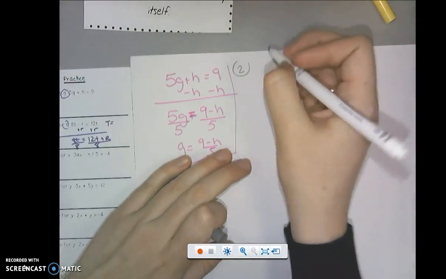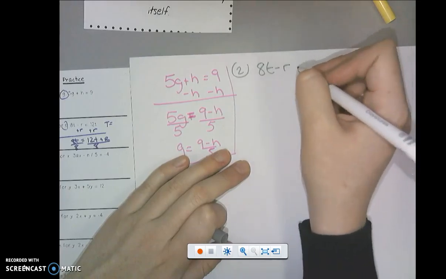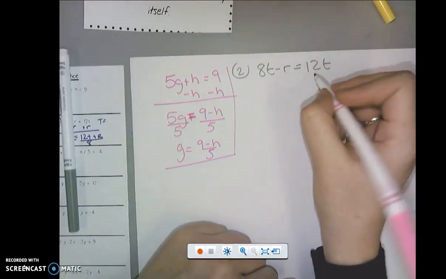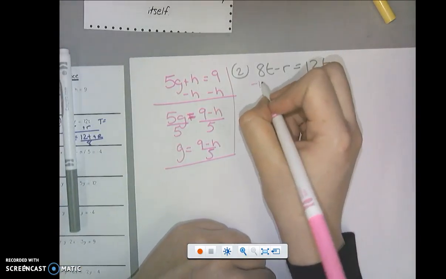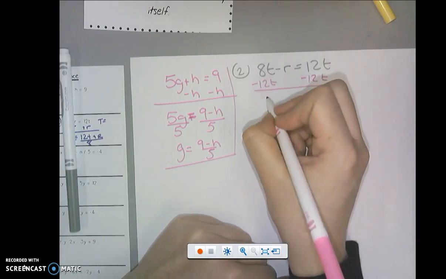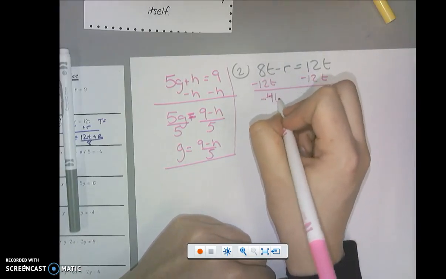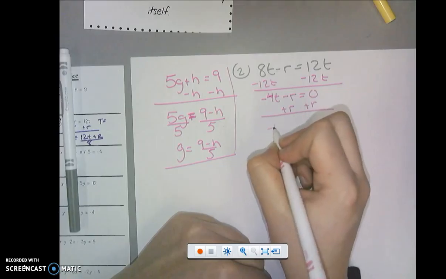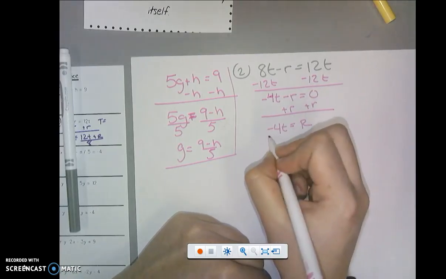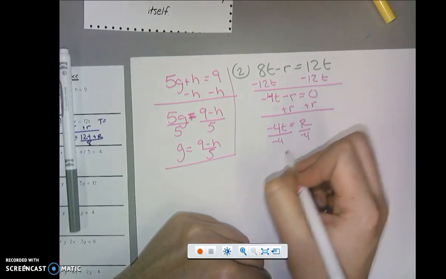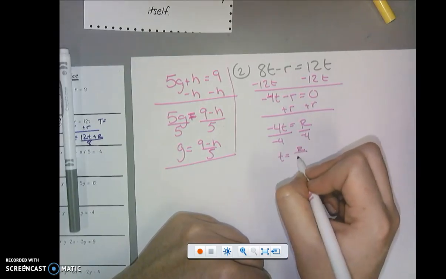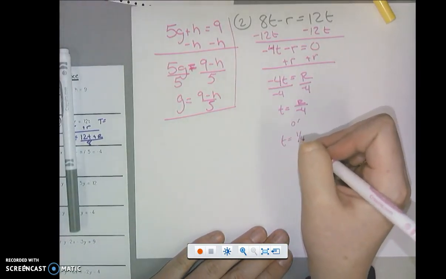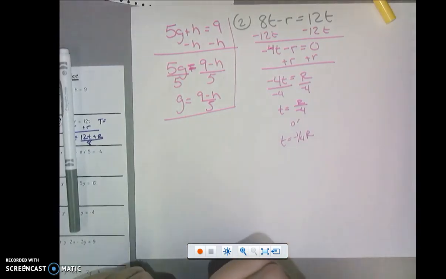2, we have 8t minus r equals 12t, and it's asking us to get t by itself. So to get t by itself, I'm going to first subtract 12t. And 8 minus 12, we're going to have negative 4t minus r equals 0. Add r. Negative 4t equals r. And remember, I want to divide by negative 4. And t will equal r divided by negative 4. Or we can write this as t equals negative 1/4 r if you want to write it like that.